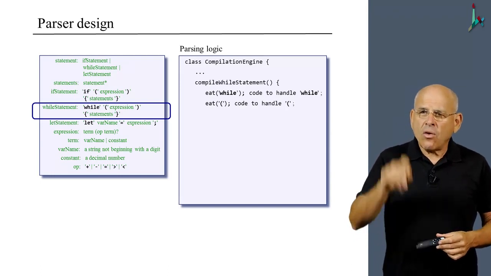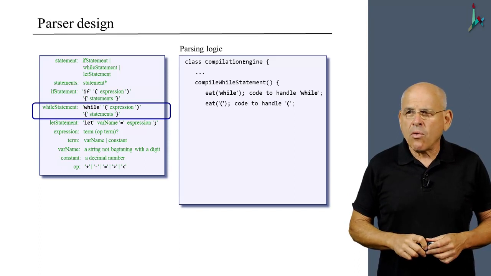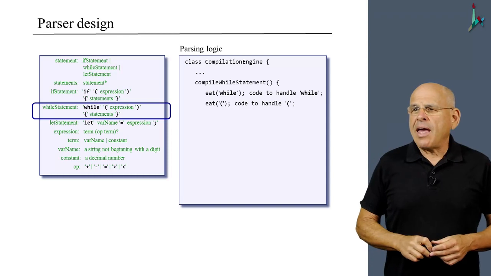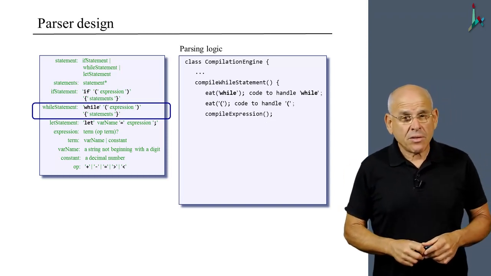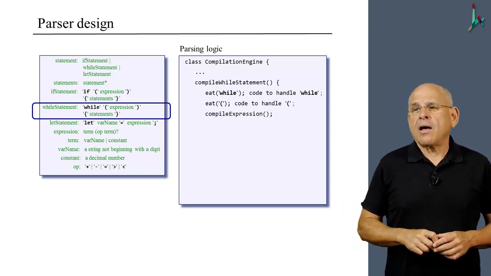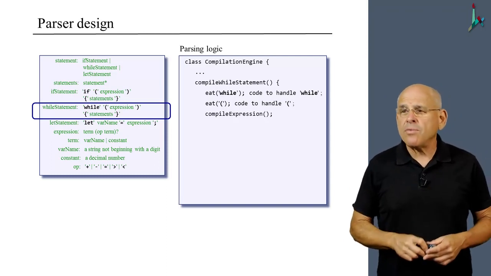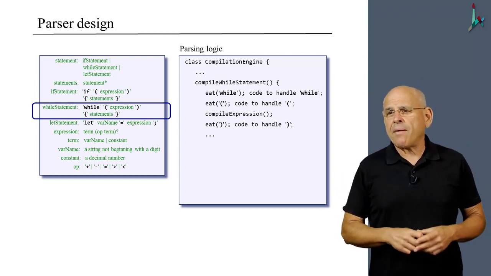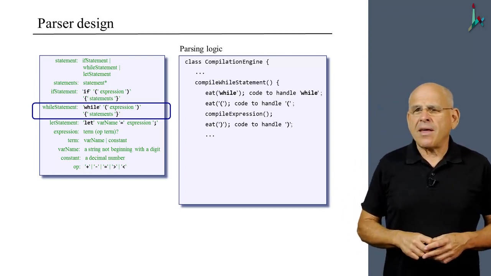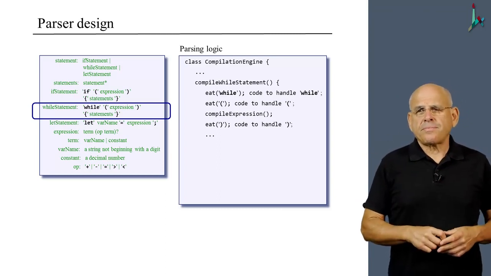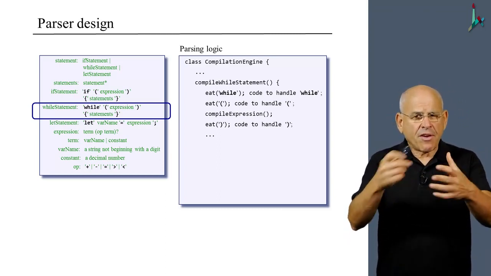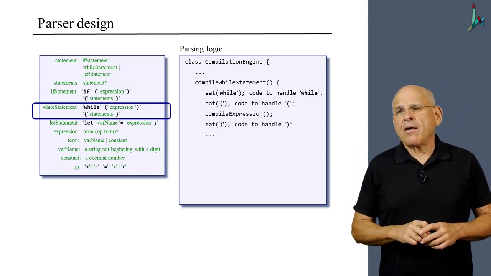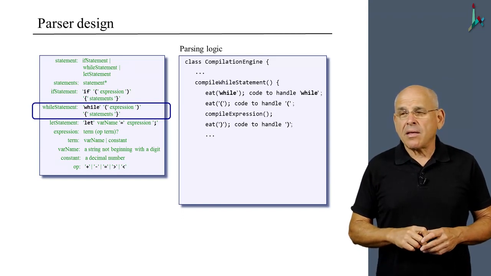And then, according to the logic of the rule, I should expect to eat left parentheses, and I will handle it. And then I'm going to compile expression, right? Because that's what the rule specifies or mandates to do. And then I should eat right parentheses. Then I should eat the left curly bracket, and so on and so forth. Okay, so that's how I'm going to write the compile while statement subroutine.